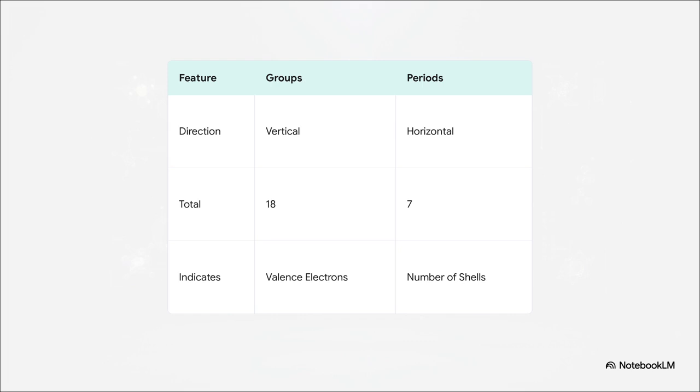If you're in group 1, you have one outer electron. Simple, right? The horizontal rows are called periods. There are 7 of those, and they reveal the exact number of electron shells an atom possesses. So period 3 means 3 shells. It really is that beautifully logical.